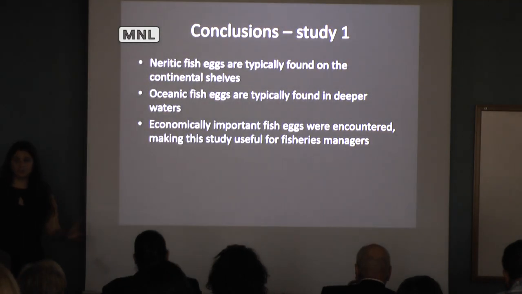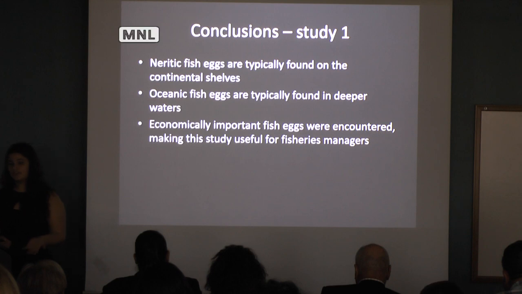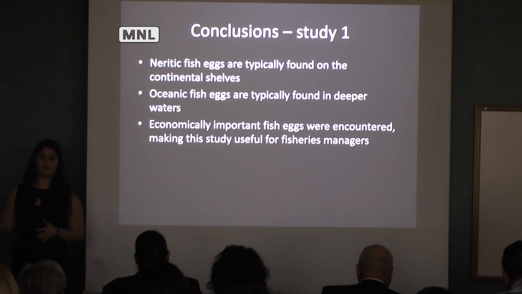So the whole conclusions for this first study were that we saw neritic fish eggs are typically found on the continental shelf, and that oceanic fish eggs are typically found in deeper waters. And we also saw these economically important species that could be important for fisheries managers to understand where the fish are spawning.